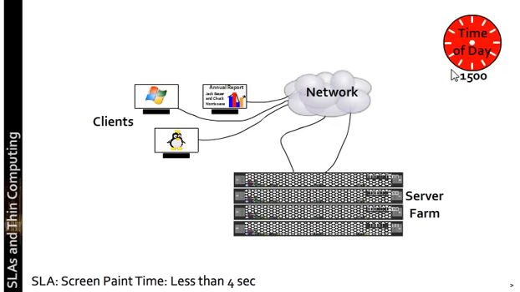The key to note here is that the screen paint time is less than 4 seconds. That is what the service level agreement is. We want this annual report to be printed onto the screen, painted onto the screen in less than 4 seconds. When that does not happen, we need to spin up additional resources so that that will occur.